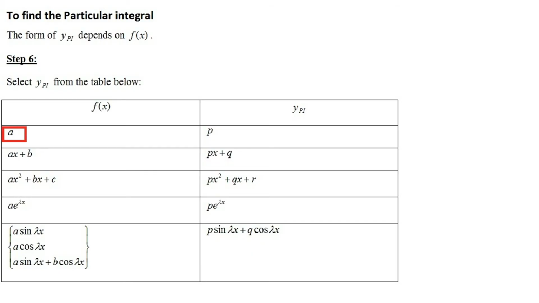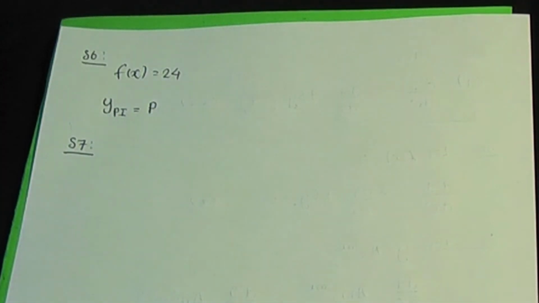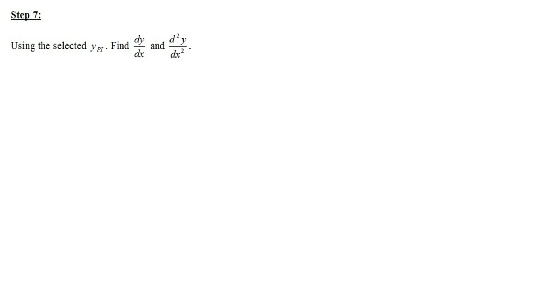Okay, so in this case, if we go back to the table, if f of x is a, where a is a constant, then you need to take YPI to be a constant, which I'm calling P. Okay, and our job is to work out P, remember. So back to the paper and pen. So I'm going to take YPI to be P. Okay, so that is step number 6. And that takes us to step number 7. So let's go back to the screenshot. Step number 7 is using our selected YPI, we need to calculate dy over dx and d2y over dx squared.